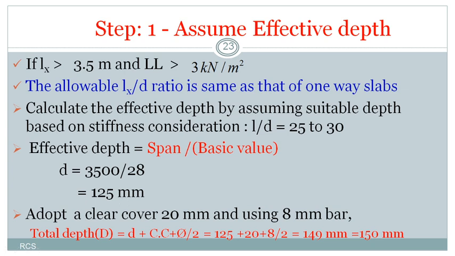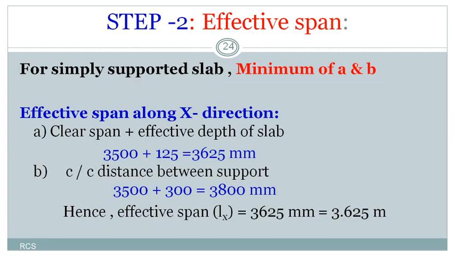Based on this, we have to calculate the overall depth of the slab. So adopt a clear cover of 20 mm and use 8 mm bars. The total depth can be calculated using this formula: effective depth plus clear cover plus diameter by 2. So the effective depth is 125 mm, clear cover is 20 and the diameter of the bar used is 8. So 8 by 2 gives 4, and we get 149 mm. Let us use a round figure, that is 150 mm, as the overall depth of the slab.